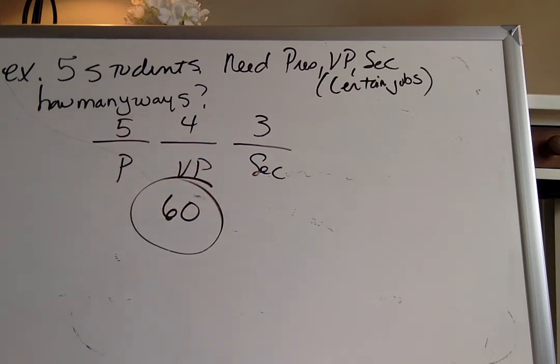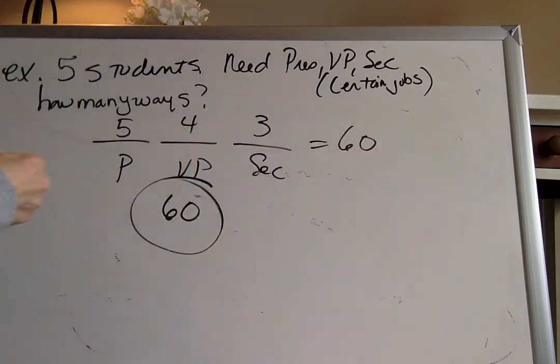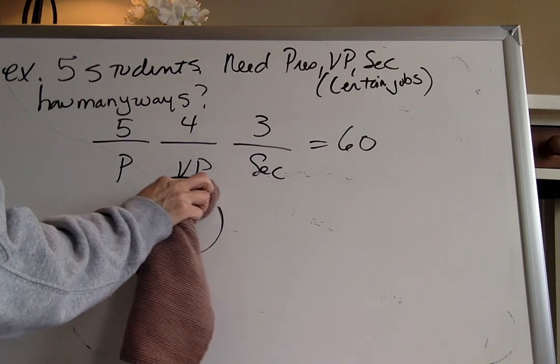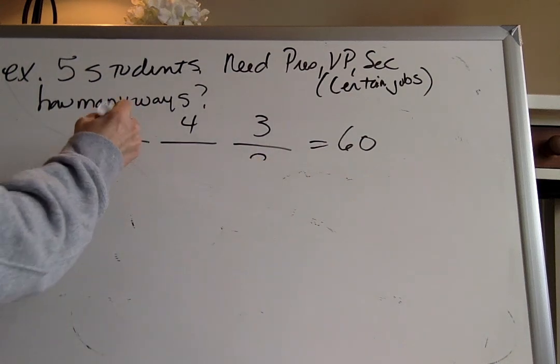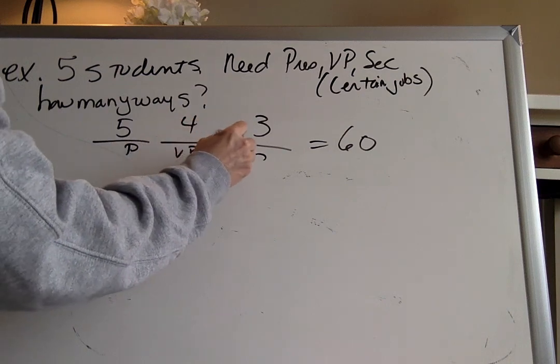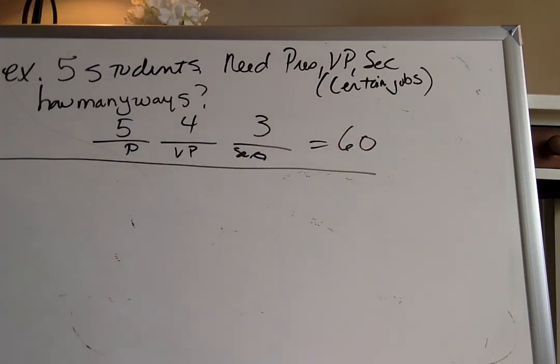Now, we need to compare that. Let me write my 60 up here so I can fit all this on one board. I'm just going to write this a little bit smaller. President, vice president, secretary. I'll put a little line here, but I want to keep that up.